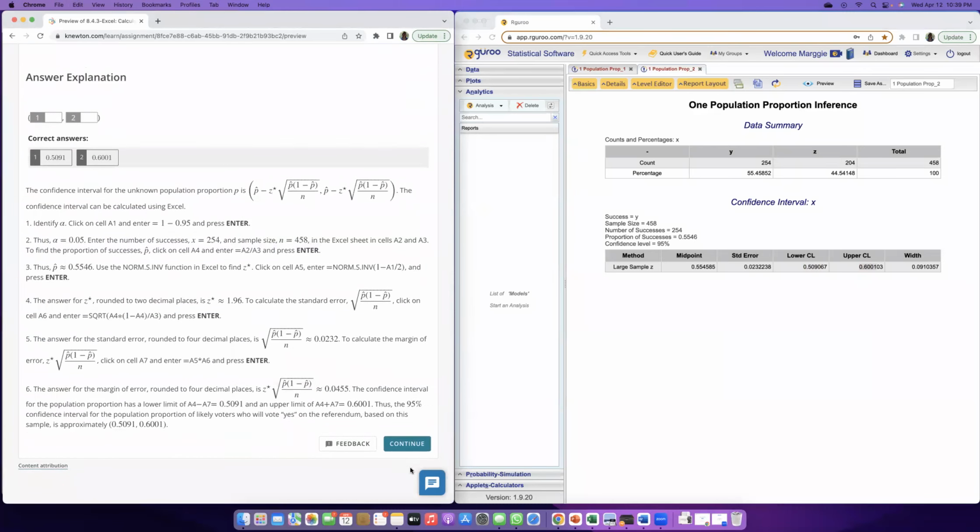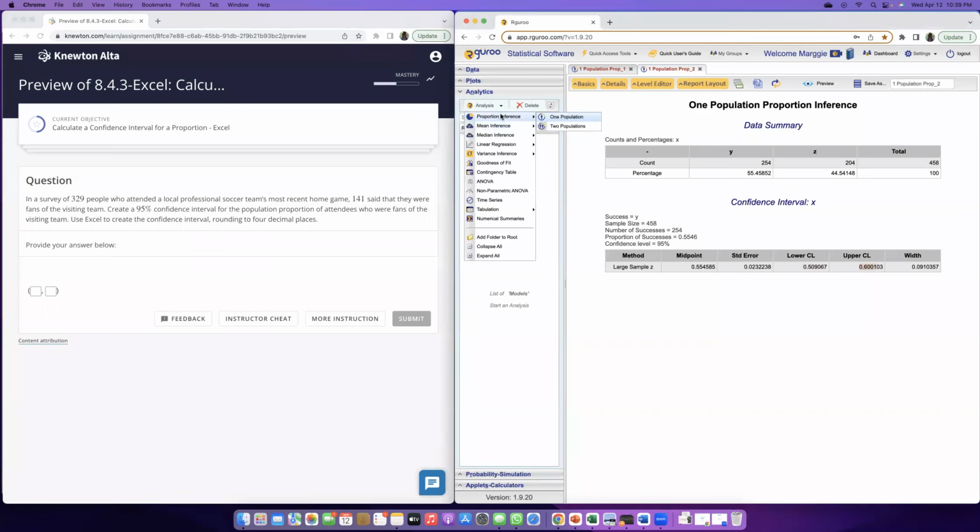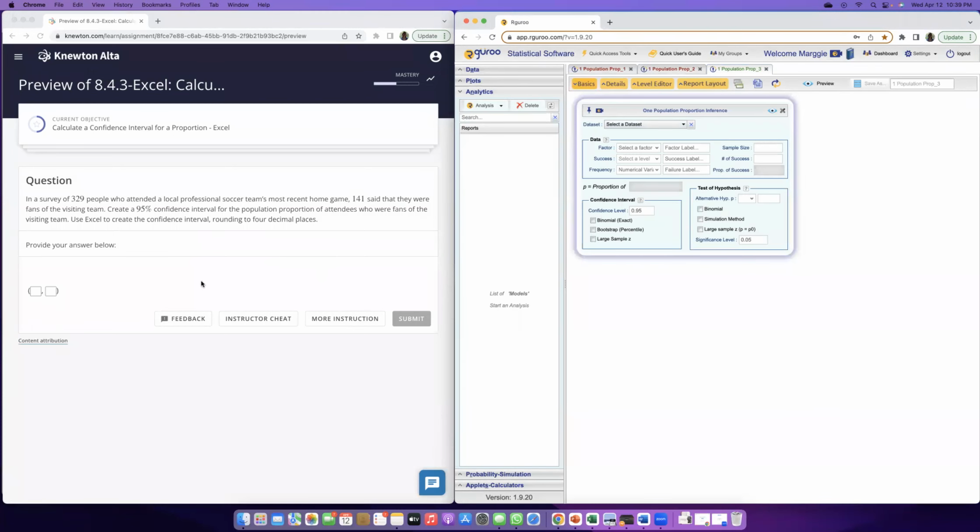All right, so I'm gonna do 2 more. Let's do 1 more. So, I mean, 2 more. So let's just open up again, analytics, analysis, proportion, inference, 1 population. So I'll have this back up. And it says, in a survey of 329 people who attended a local professional soccer team's most recent home game, 141 said that they were fans of the visiting team. We are going to create a 95% confidence interval for the population proportion of attendees who were fans of the visiting team using RGuroo. So again, how many people do we survey?